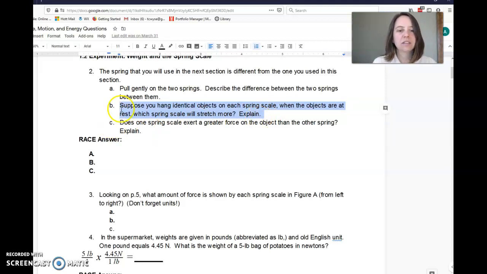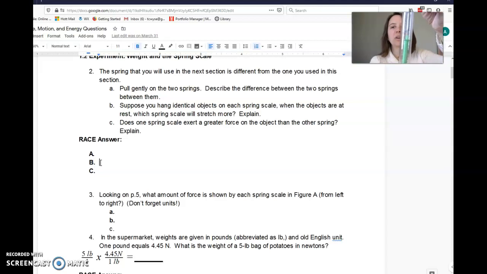So looking at B, suppose you hang identical objects on each spring scale. When the objects are at rest, which spring scale will stretch more? Explain. So remember, when we hung an identical object, the green spring scale stretched more. And a hint is, remember in A when we said the green spring was easier to pull and had less tension? So you'll want to explain in B. And then when you're done with B, moving on to C.